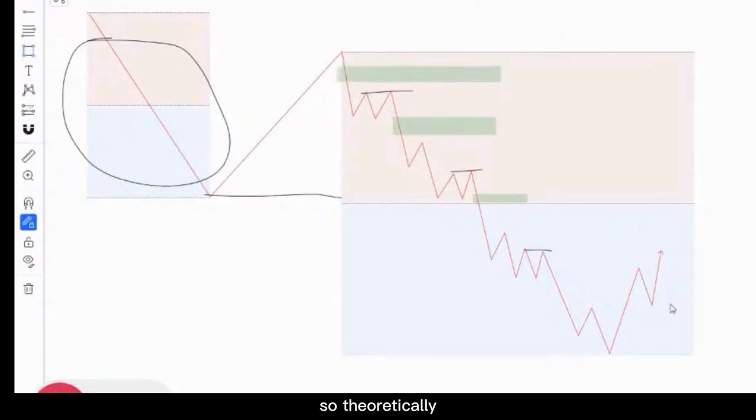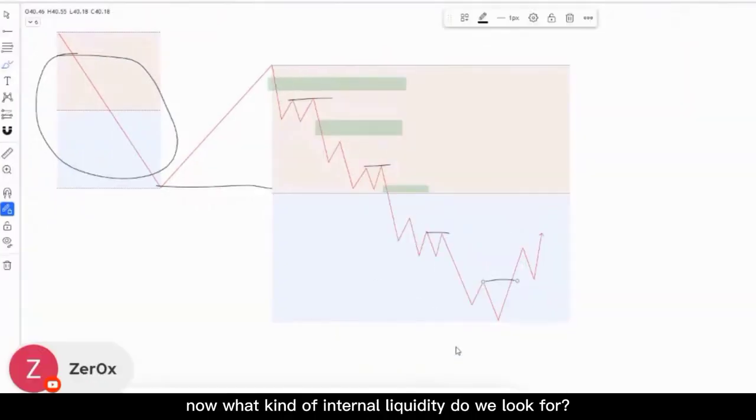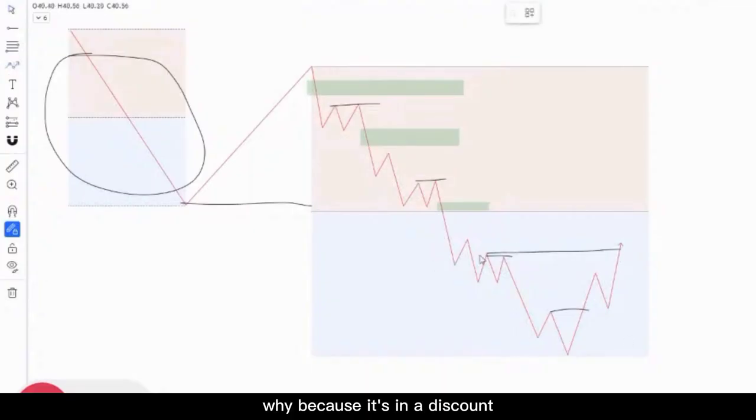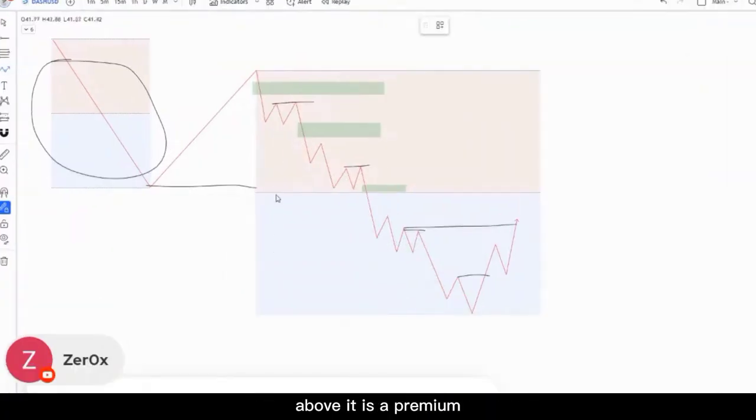So theoretically, once price shifts up and it shows us that it's reaching higher with that market structure shift, it's telling us we're reaching towards liquidity that's going to be internal to the swing range that we just created. Now, what kind of internal liquidity do we look for? Do we look for price to hit here and turn around and stop? No. Why? Because it's in a discount. Price is going to move from external liquidity back to internal liquidity in the opposing market extreme. Market extreme, premium, and discount. So below the 50% of a range is discount, above it is a premium.